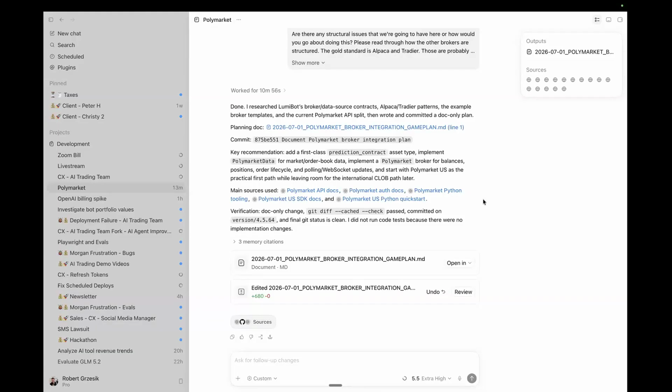Done. I researched Lumibot's broker data source contracts, Alpaca trader patterns, example broker templates, and the current Polymarket API split, then wrote the commit doc. Key recommendation: add a first-class prediction contract asset type. Implement Polymarket data for market order book data. Implement a Polymarket broker for balances, positions, order lifecycle, polling, WebSocket updates, and start with Polymarket US as a practical first path while leaving room for the international CLOB path later.